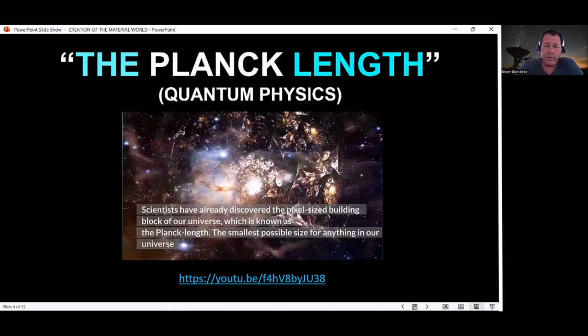So let me expand here and explain what the Planck sphere volume energy and the Planck length is. I'm going to play a short video here which explains exactly what the Planck length is. It's going to help understand these concepts, and then we can dig further, and I can explain in a little bit more detail how we get to these results.